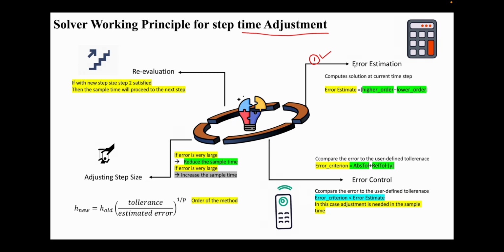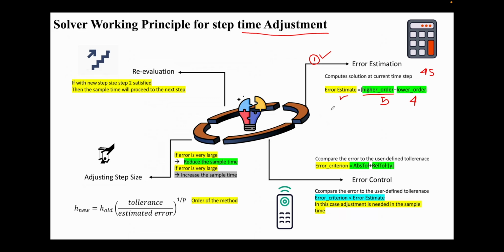Whatever error we are getting in the current simulation time, we need to estimate that error, which can be estimated with the help of the orders of differentiation that we have. Suppose you consider ODE45 as your solver, then your higher order will be 5 and your lower order will be 4. So you will get the difference between the fourth order and the fifth order differentiation, and then you will be estimating an error.